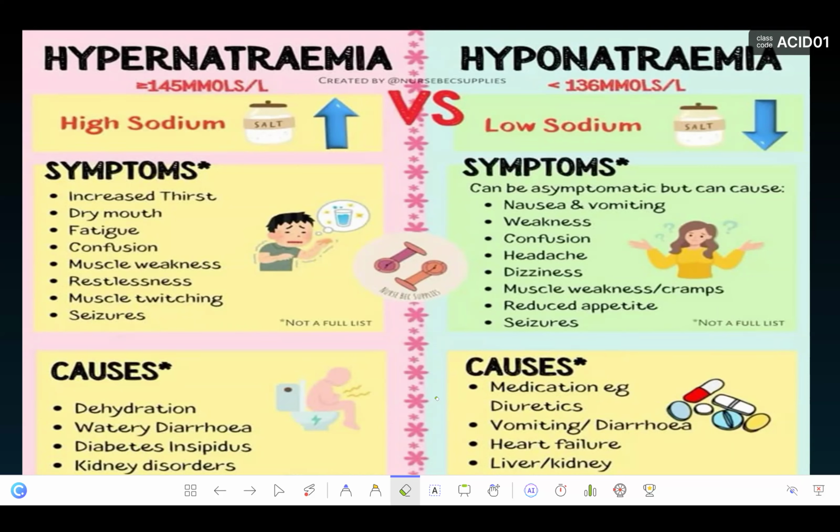Now, with low sodium, especially if we deplete our salt, maybe by drinking way too much water, which causes something called water intoxication, it can be asymptomatic but could cause nausea, vomiting, weakness, confusion, headache, muscle weakness and cramps, reduced appetite, and in severe cases, seizures. Causes include medications such as diuretics, vomiting, diarrhea, heart failure, liver and kidney disease. You can also get this by simply drinking too much water. We can also get this by giving too much water with IV solutions, for example.